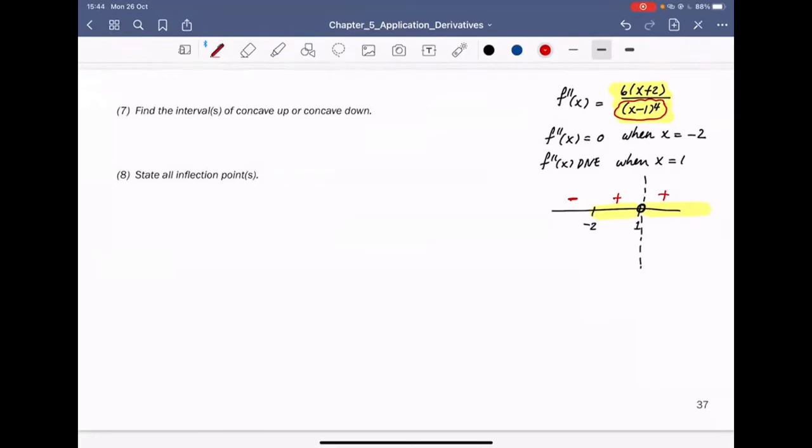Here is the interval of concave up. This is the one where you have a positive sign, which is -2 to 1, union 1 to infinity. You can see that I skip the number 1 because it's just not in our domain. And the interval of concave down is going to be negative infinity to -2.